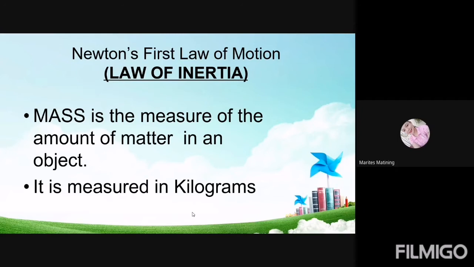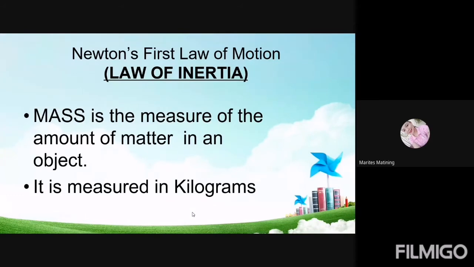Take note that mass is constant. When we say constant, it doesn't change. Let's say you are 40 kilograms, since the SI unit for mass is the kilogram. Here on Earth, I am 40 kilograms. When I go to the moon or other celestial bodies, my mass will remain 40 kilograms.